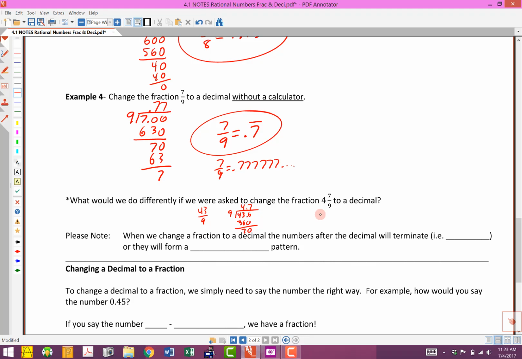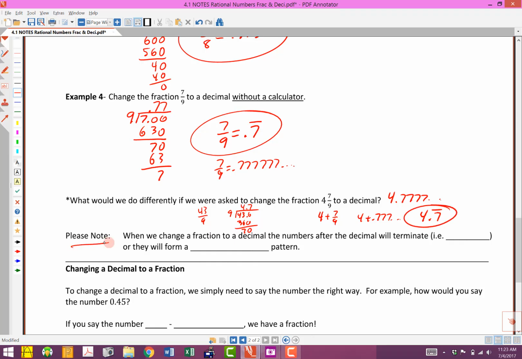Or we could just do this. We could say, well, this is going to be 4 plus whatever 7/9 is. So that's going to be 4, and we already figured out what 7/9 is. 7/9 is 0.777 and so forth. So it would just be like this, which we could write as 4.7 with a bar over it. That's probably the quickest way to write it.